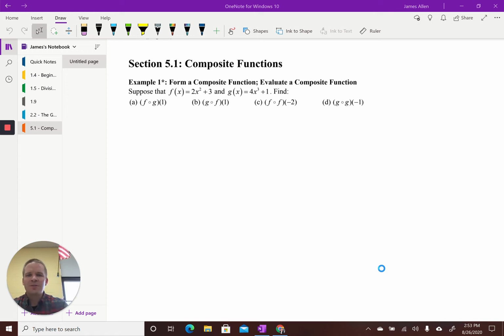All right, we got ourselves some composite functions in this section. We're dealing with functions. I know this is 5.1. It's like, what? We're throwing in chapter 5 here? But they do relate very well to our functions that we're dealing with here, so we like to toss them into this one. So let's get to it.